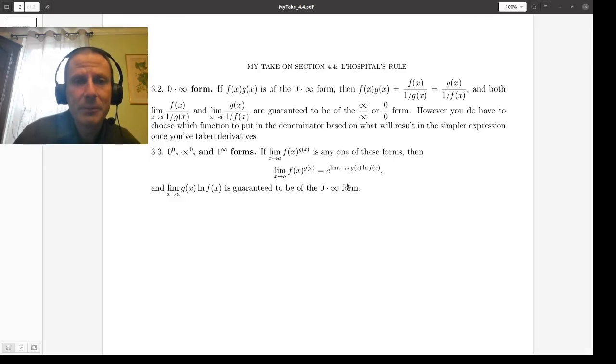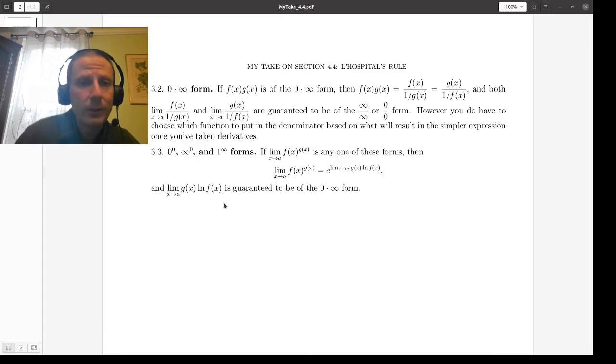Now, if you get the 0 times infinity form, then you have to do this little trick where you write f times g as f over 1 over g, or you write f times g as g over 1 over f. And then if you truly had the 0 times infinity form, you're guaranteed that these 2 fractions will be either the 0 over 0 or infinity over infinity form. However, while you do get something you can do L'Hopital's rule on, you do want to choose carefully here, because L'Hopital's rule involves taking derivatives, and derivatives sometimes get more complicated and not less complicated. If you choose poorly, you'll get something more complicated.